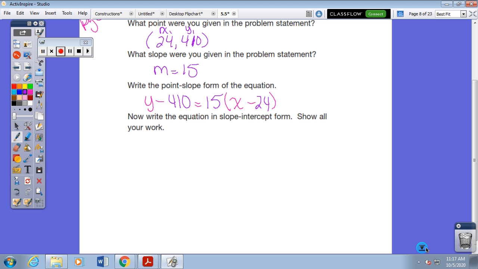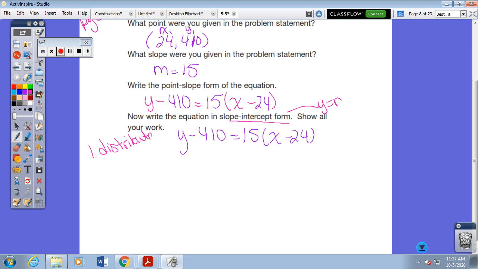Okay, so now we're going to solve that. We have y minus 410 is equal to 15 times x minus 24. First thing you do is distribute, because we want to put this in slope-intercept form, which is y equals mx plus b. So we have to distribute. So bring down the y minus 410 is equal to 15x, minus 15 times 24, which is 360.